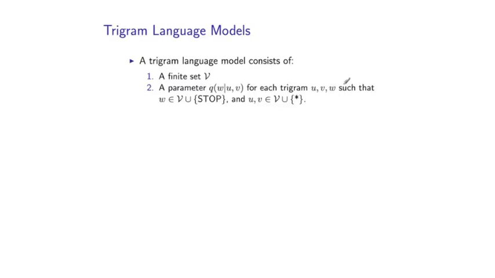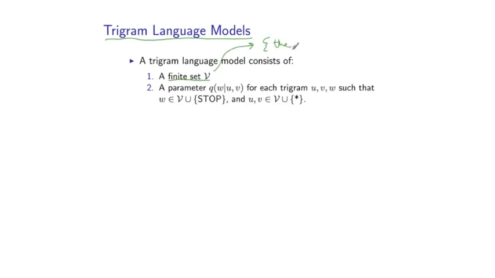So now we'll see how we can apply these ideas very directly to the language modeling problem. We'll see how trigram language models can be derived as a direct application of second-order Markov processes. A trigram language model will consist of two things. Firstly, we'll have some finite set V, which is just going to be the vocabulary in the language model in exactly the same way as before.